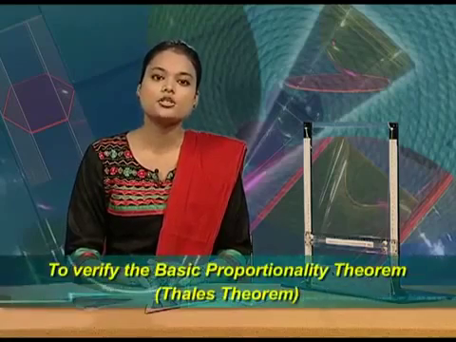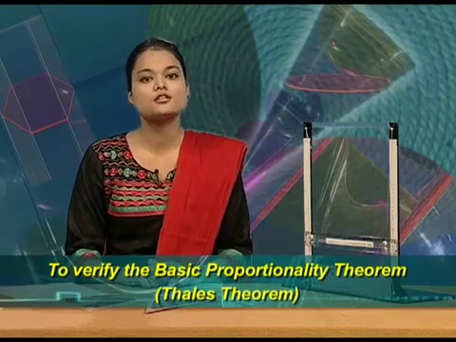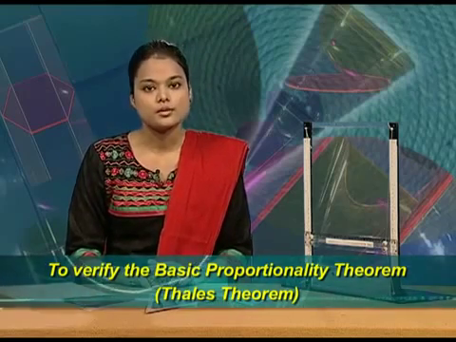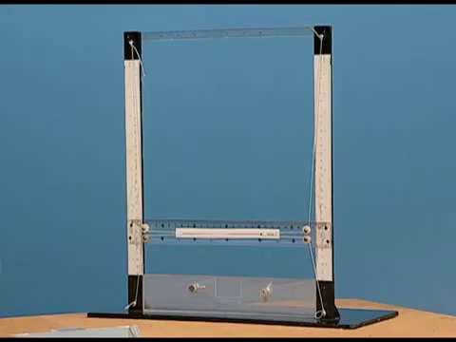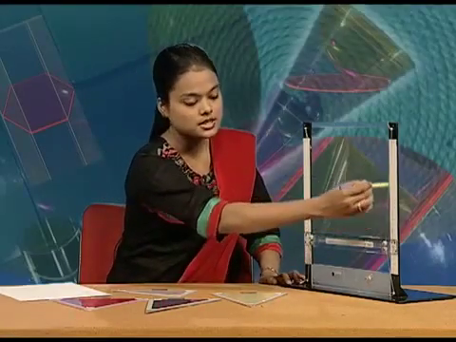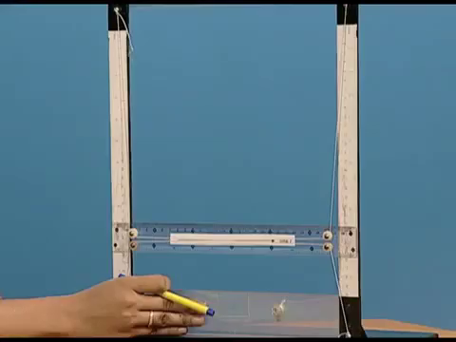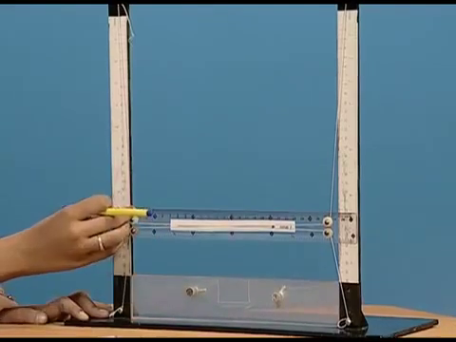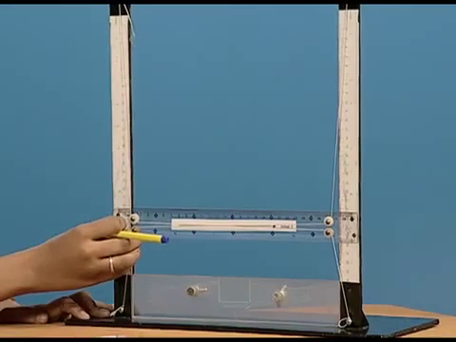With the help of an activity, it is easy to visualize geometrical aspects. Hello students, today we are going to verify the basic proportionality theorem, also known as Thales theorem, with the help of an activity. To demonstrate this activity, we have made an assembled model in which two graduated scales are attached parallel to each other to a wooden base, and between these two graduated scales, a scale is attached which is parallel to the base, supported by these two pulleys.